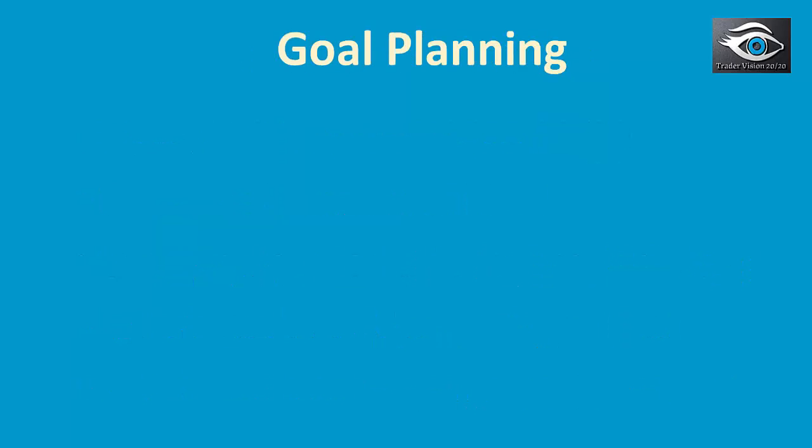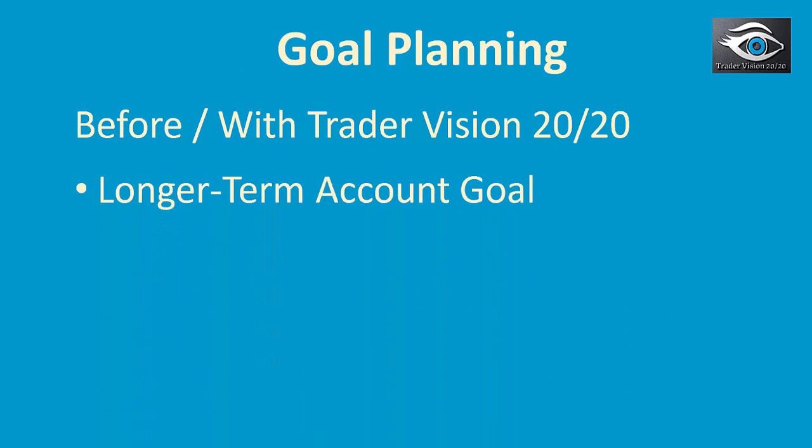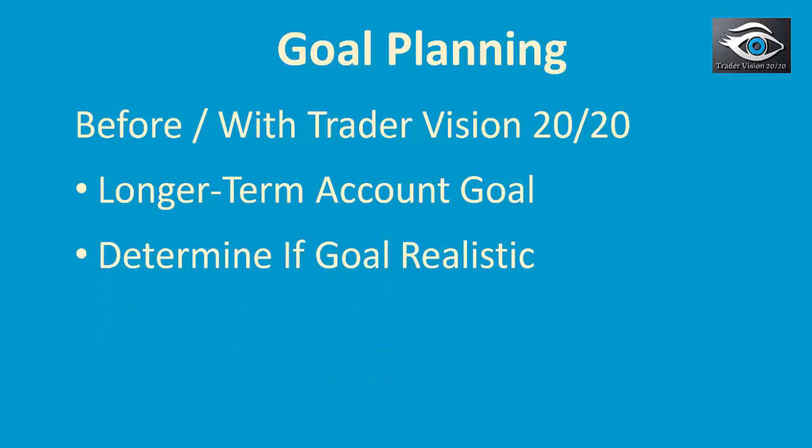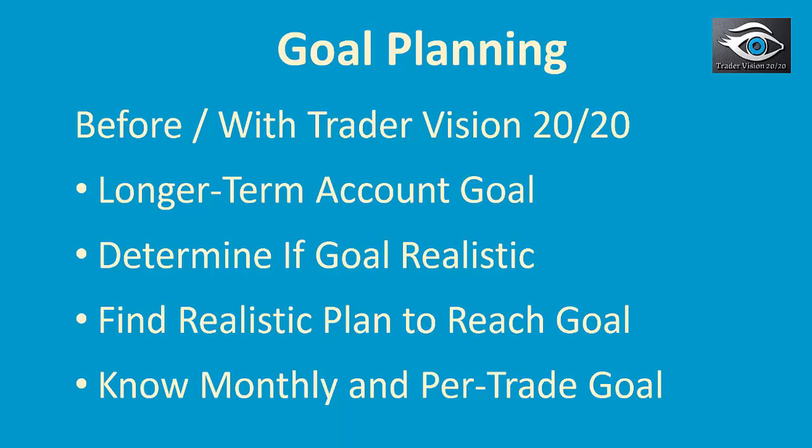In terms of goal planning, before Trader Vision, did you have the ability to look at a longer-term financial objective, determine if that was a realistic goal, and then find a realistic plan that will allow you to reach that goal, and finally know what that breaks down to in monthly and now weekly and per trade goal numbers that can then be used to better manage your trades?